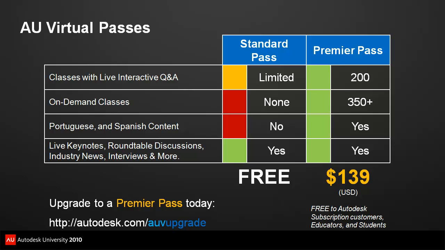So if you're not an Autodesk subscription customer, student, or educator, don't worry. We've made upgrading to a Premier Pass very easy. All you need to do is point your browser to autodesk.com/AUVupgrade, so Autodesk University Virtual Upgrade, and from there you'll be able to upgrade from the Standard Pass to the Premier Pass.